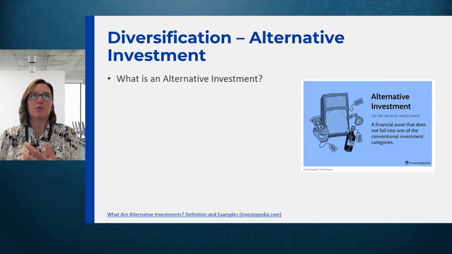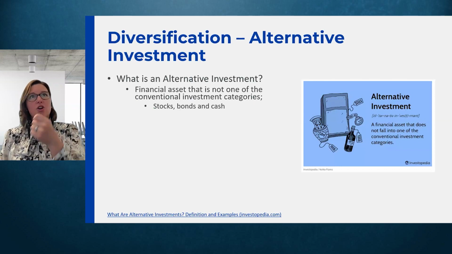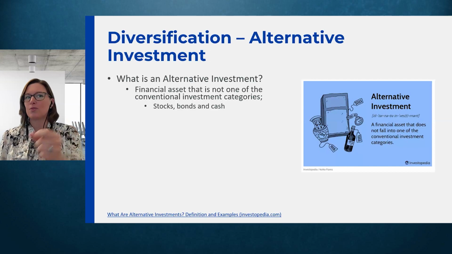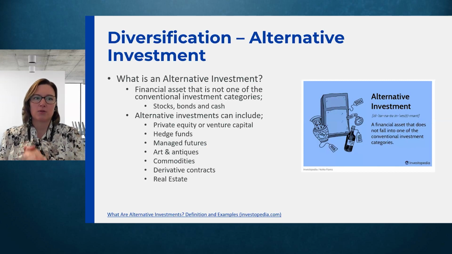So what is an alternative investment? It is not one of the normal things you'll see in the fund, like a stock, a bond, or cash. It could be something like real estate. It could be derivative contracts. It could be part of hedge funds or private equity. We do have some of those pieces within the PAR fund.